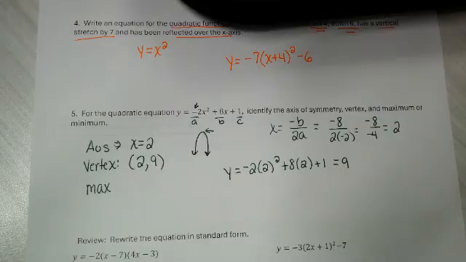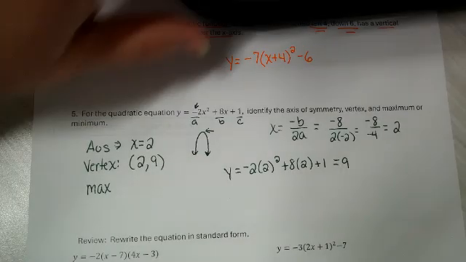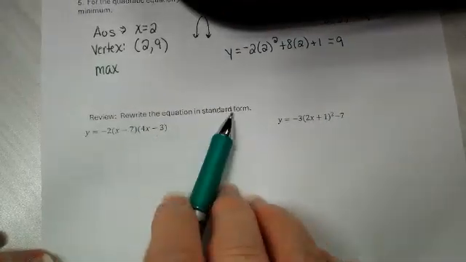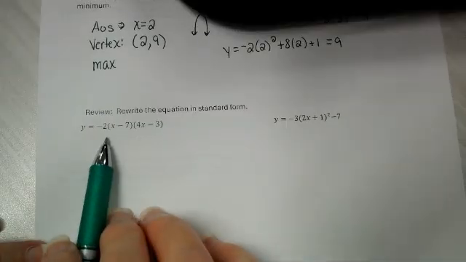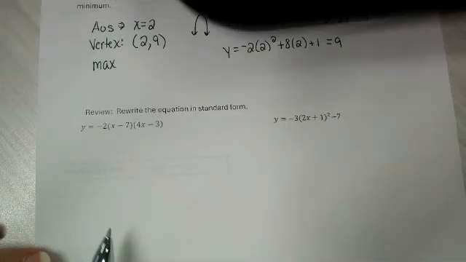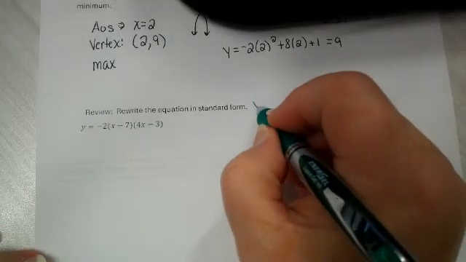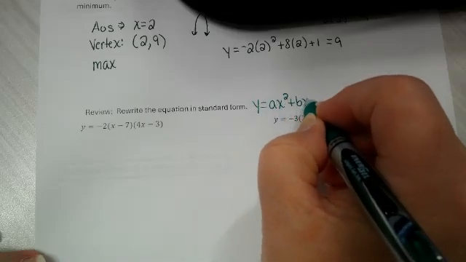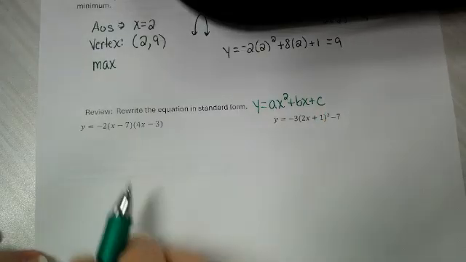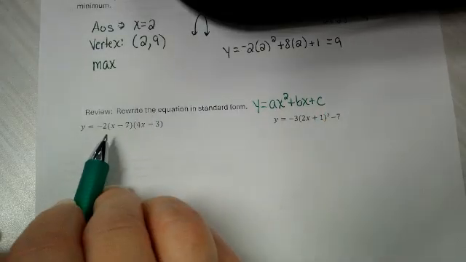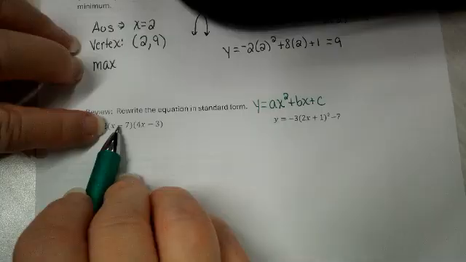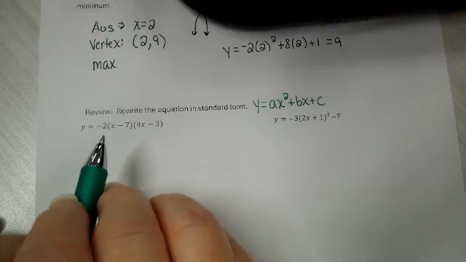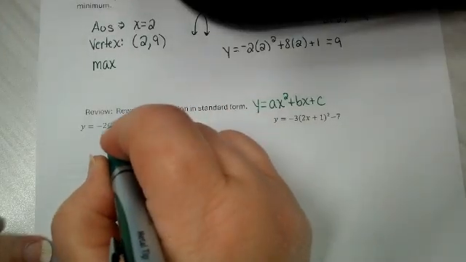All right, 2 more on the review category, rewrite in standard form. We're just going to practice multiplying everything out to put this back into standard form. Remember, standard form is the one that looks like this. So here we go. I am going to multiply my binomials first and then distribute the -2. It doesn't matter what order you do them in, but that's what I'm going to choose.